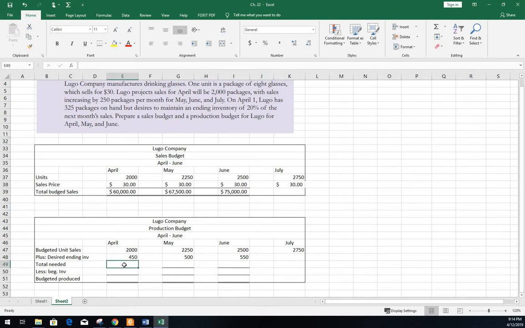So in order to get the total needed, you just add up this and this. So we'll just auto sum those. And then drag that across, deleting the unnecessary units.